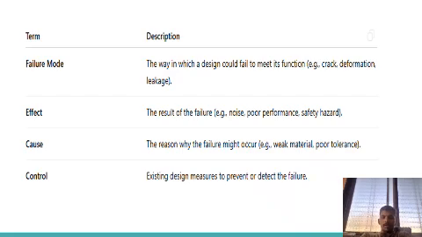Cause: the reason why the failure might occur. The next word is cause. Why does this failure occur? What parameters are affected during this failure? Weak material, poor tolerances, control. What things can be controlled by us to avoid this failure? Design controls: existing design measures to prevent or detect the failure.